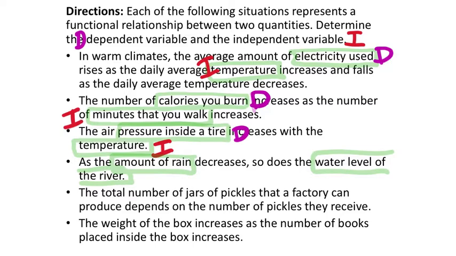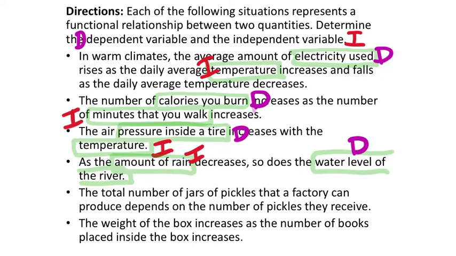On this one, you could even ask yourself, which one is just going to happen no matter what? Well, on this one, you could say that the amount of rain, it's just going to rain, okay? But the water level of the river here is going to change because of the rain, okay? That means that the water level of the river would be dependent, and the amount of rain here would be considered independent, okay? Because if there's no rain, no river, okay?